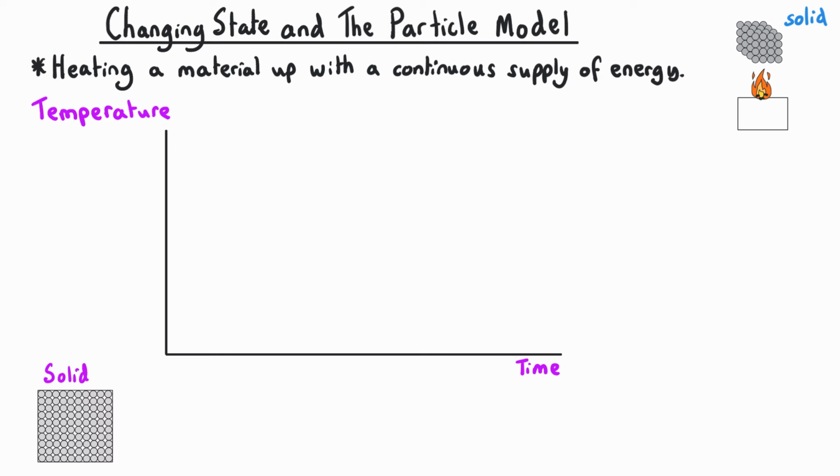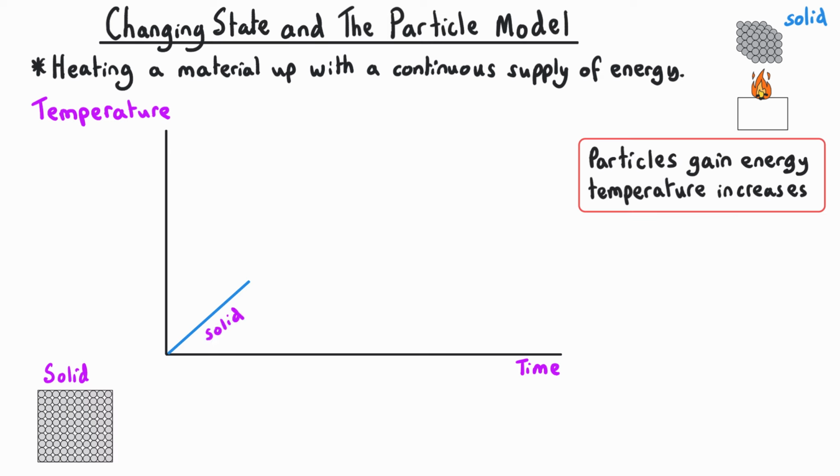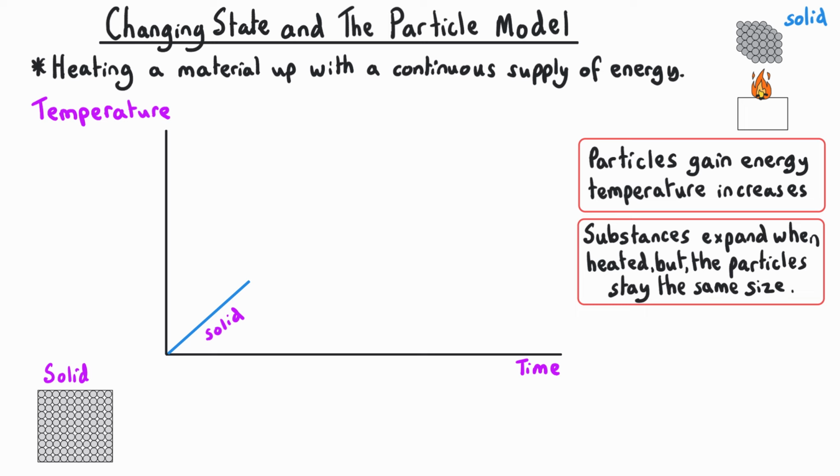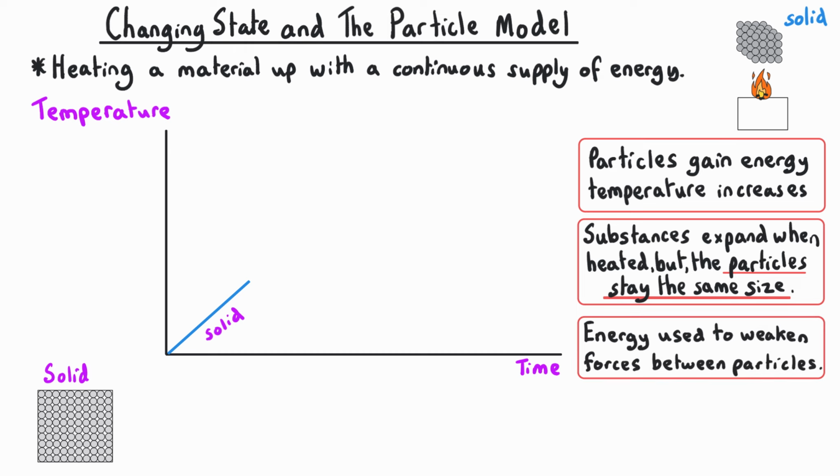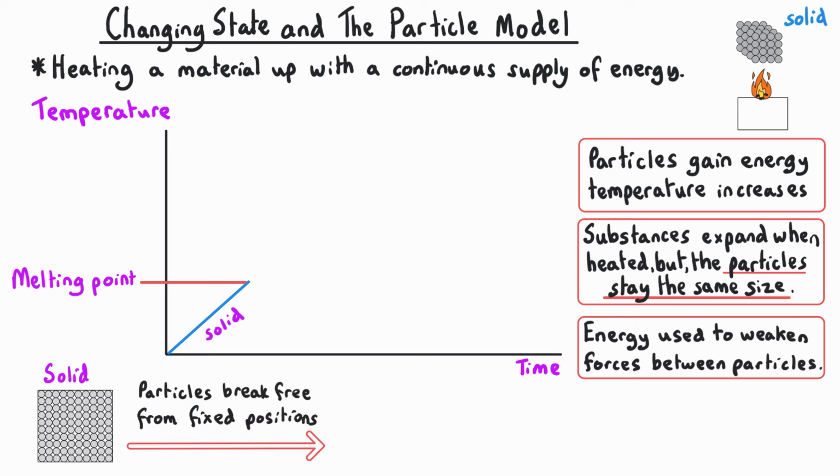When the solid sample is heated, the particles will gain energy, and so they will vibrate more, and their temperature will increase. This increased vibration about their fixed position is why a solid sample will expand slightly when it's heated. As the particles in the solid vibrate more and more, the forces between these particles weaken. Once we reach the melting point of this substance, the particles have enough energy to break free from their fixed positions, and the solid will turn into a liquid.